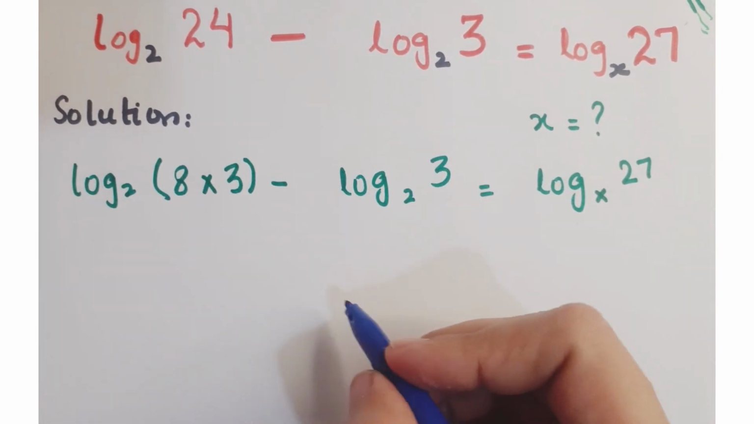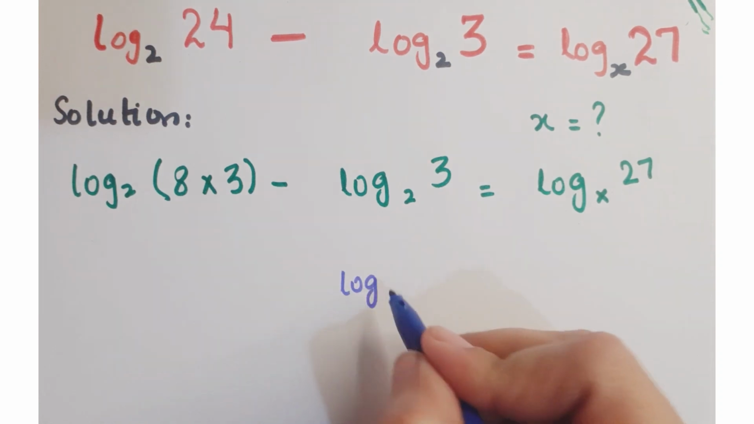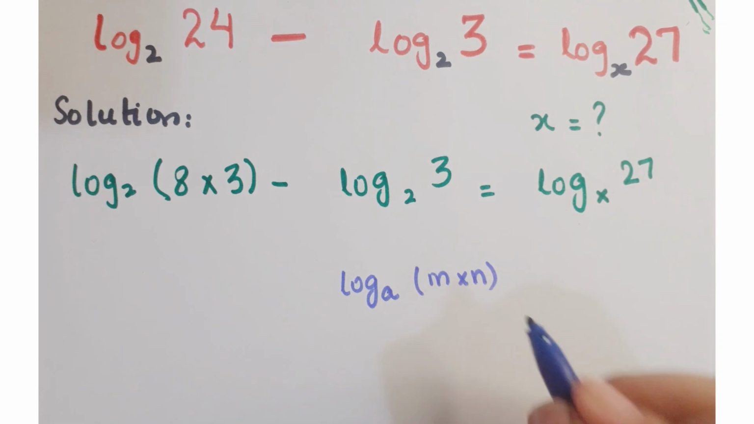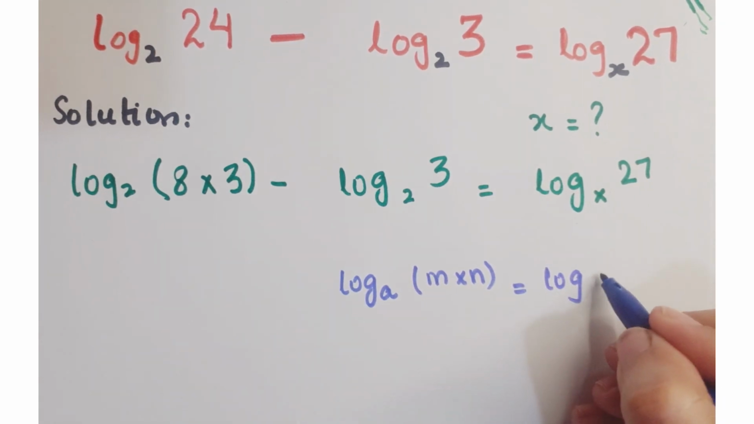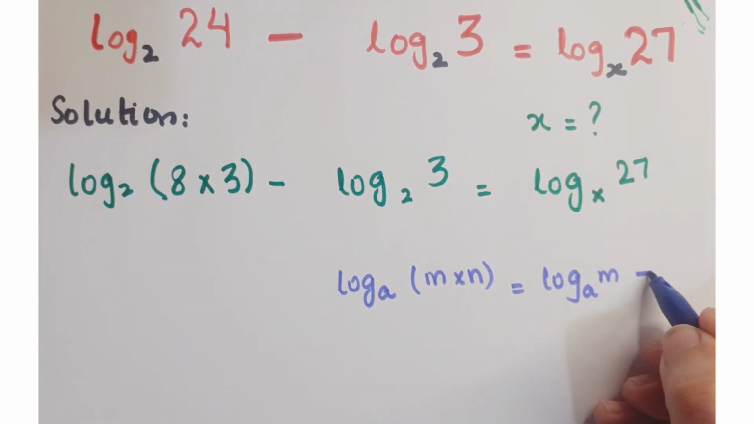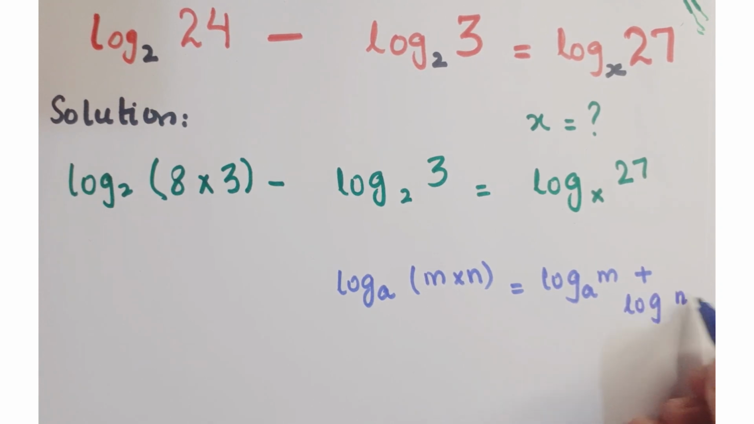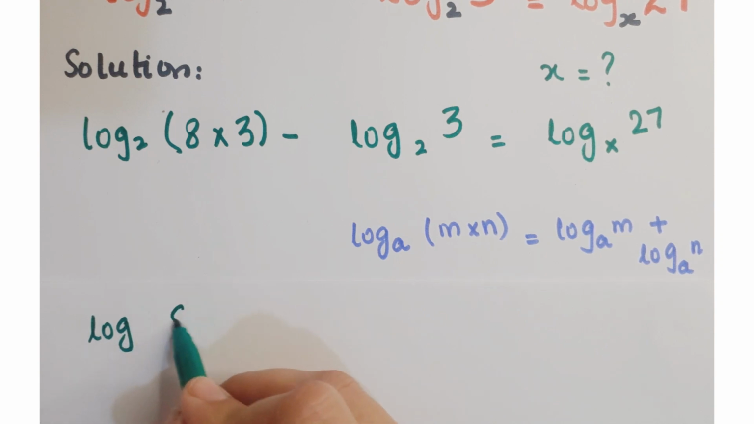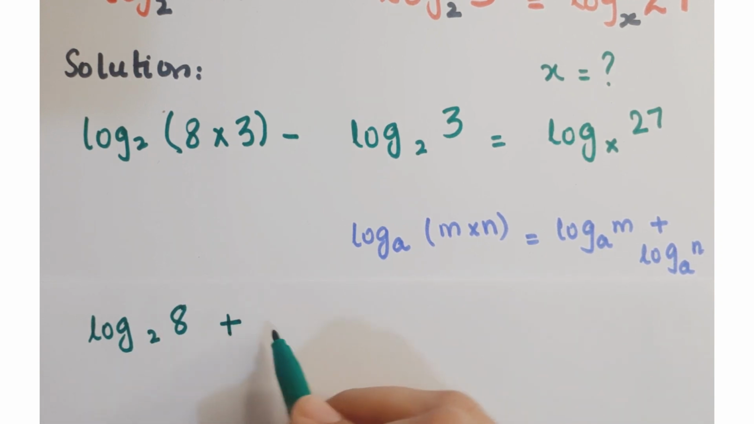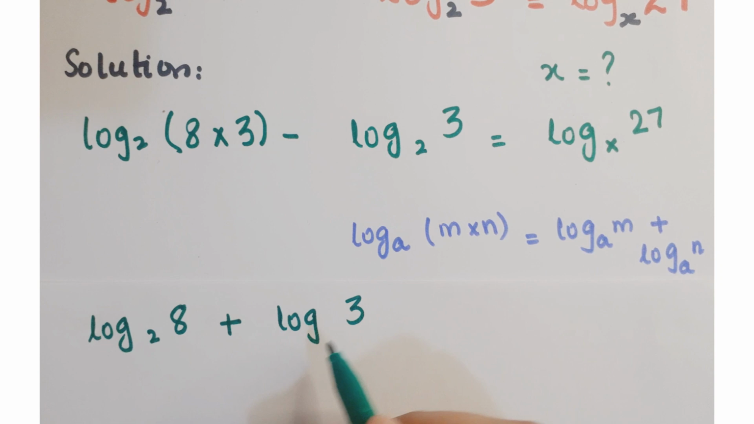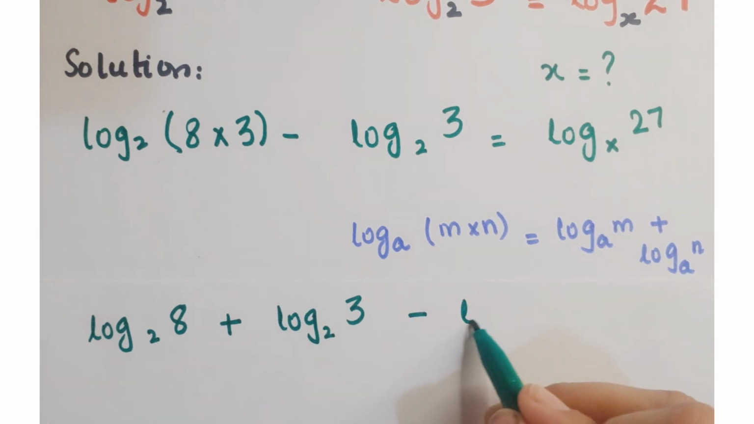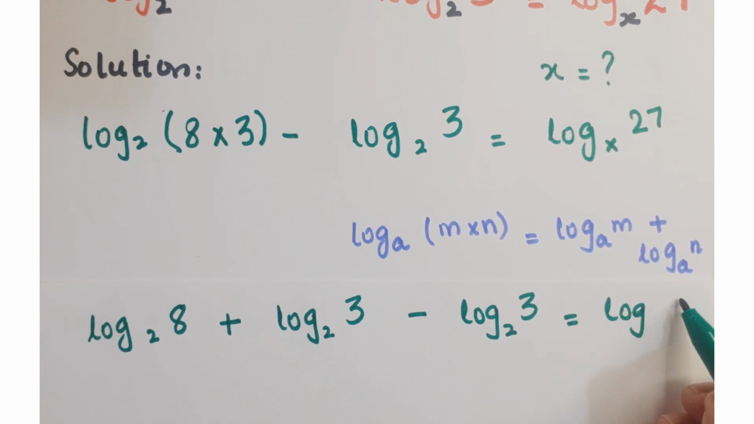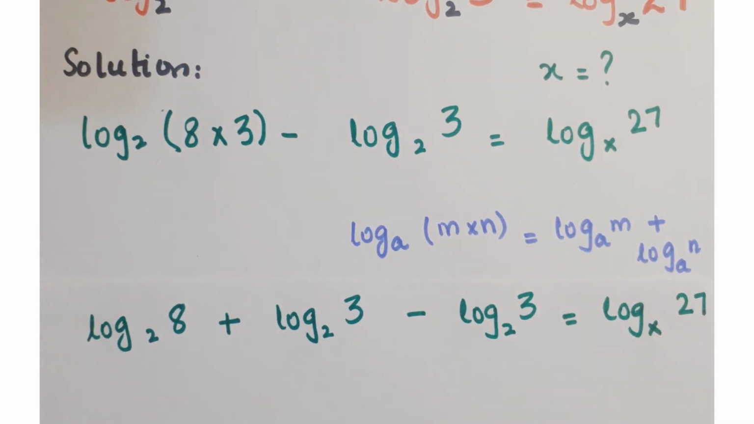Now, as you know that log of m into n to the base a can be written as log of m to the base a plus log of n to the base a. So we can write this as log of 8 to the base 2 plus log of 3 to the base 2 minus log of 3 to the base 2 is equal to log of 27 to the base x.